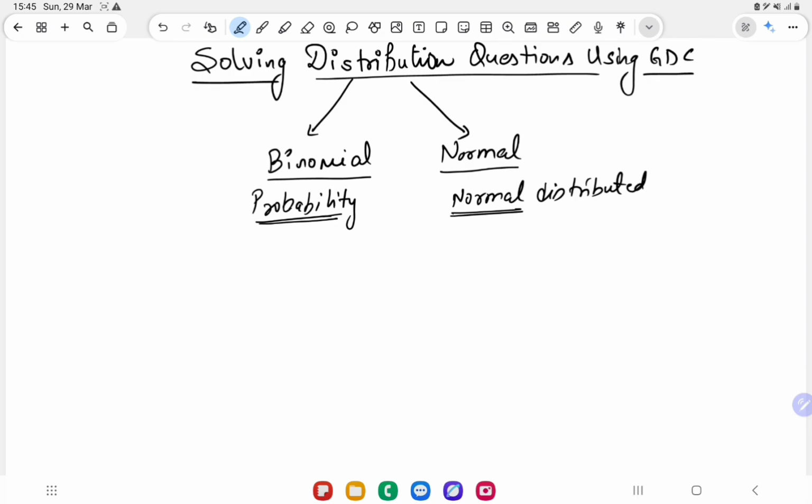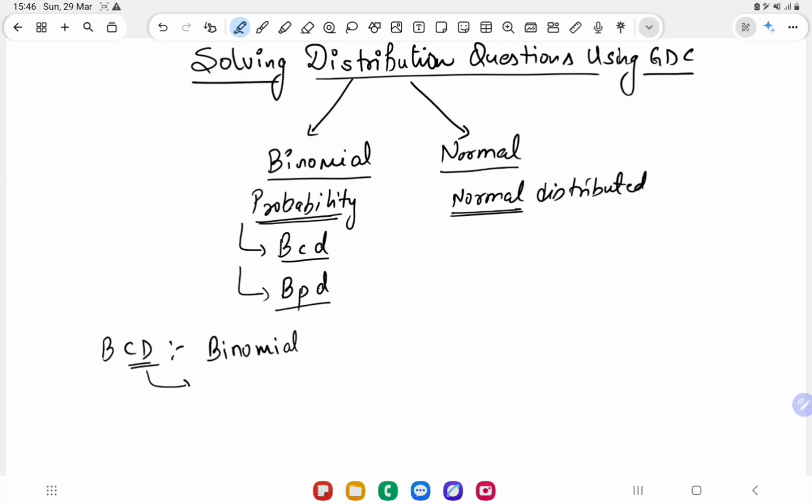Now under binomial, there are two things. One is BCD, another one is BPD. Now let's understand what these BCD and BPD stand for. If I talk about BCD, B stands for binomial distribution, and CD stands for cumulative distribution.